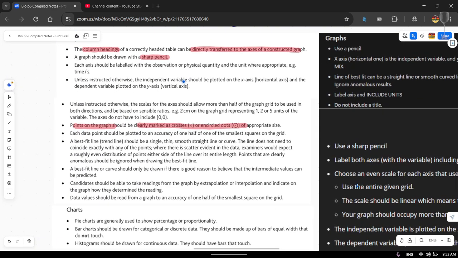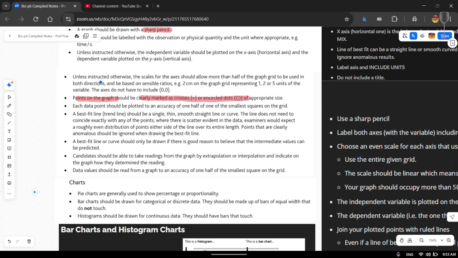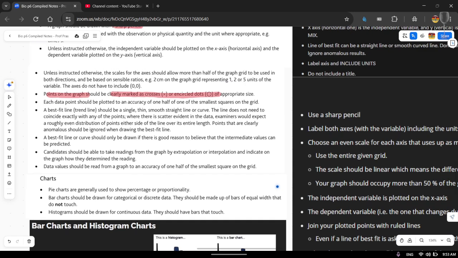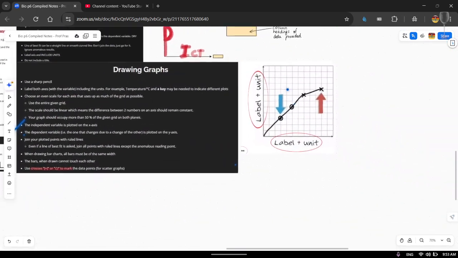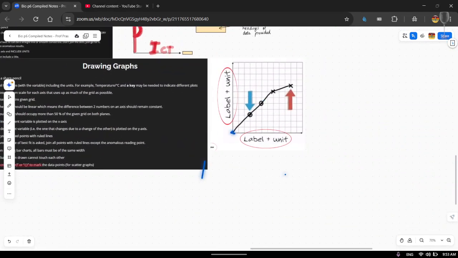Then it says unless instructed otherwise, the scales for the graph should always be more than half of the graph grid used in both directions and be based on sensible ratios. Example, 2 centimeter on the graph could be represented as 1, 2 or 5 units of the same variables. The axes do not have to include 0, 0. What it's saying is that this axis does not need to start with 0, 0, okay?